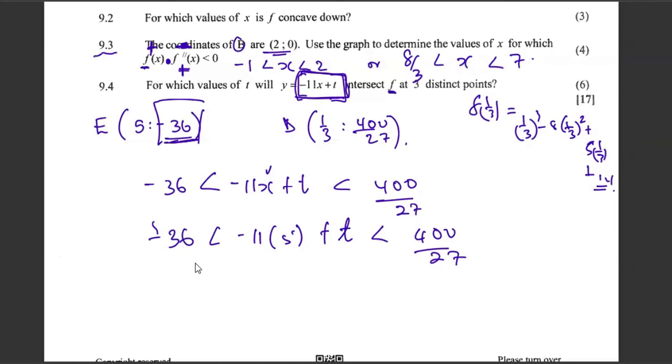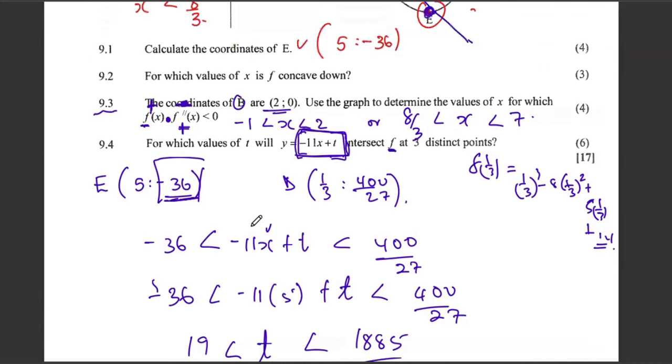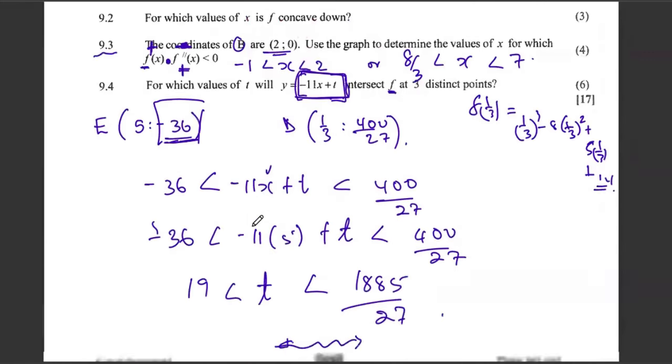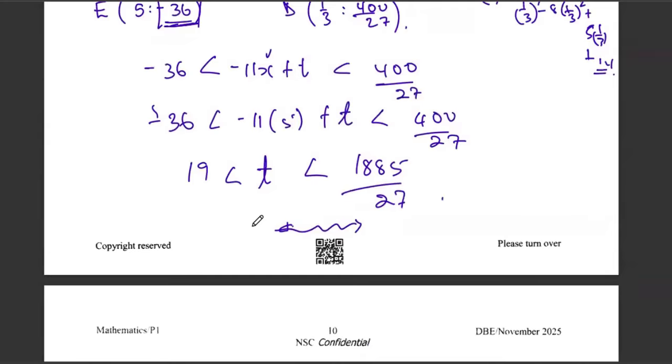So then I have to move this 55 to either side. So negative 36 plus 55 gives me 19 is less than t. And then what is 400/27 plus 55? Okay, that gives me 1885/27. So that is what I'm getting. Okay, if you use the 1/3, what will it give you? Will it give you more or less the same thing?